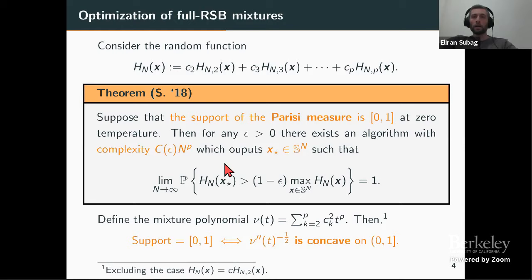Just a small remark about the complexity, the number of coefficients you have in the definition of hn is of the order of the number of coefficients of hnp, which is exactly n to the p. So your input is of this order and you cannot expect to do any better than this. This is the minimal complexity.